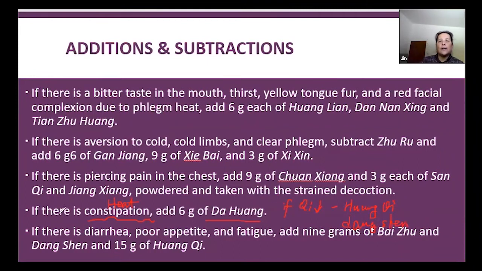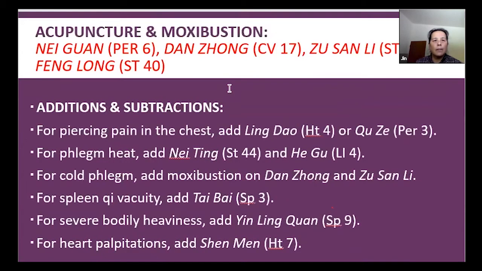So for different kinds of conditions, we add different herbs. And the modification for the points is pretty similar. For phlegm heat, stomach 44 is a good point to clear heat. And LI 4 can also clear heat and stop pain.